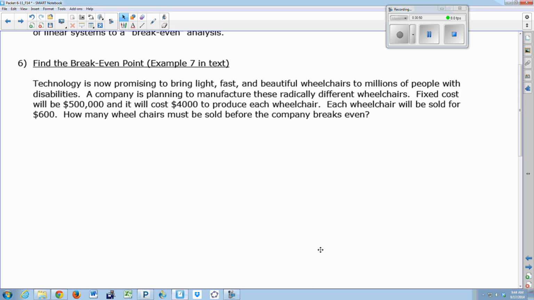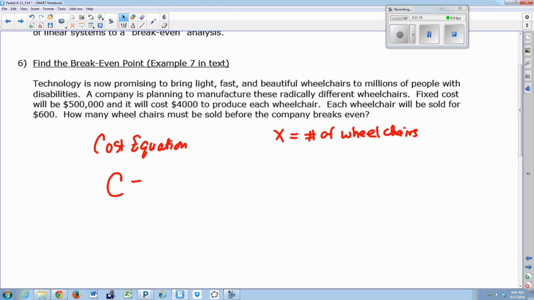So if I wanted to create what's called a cost equation, let's call that C, I need to define my cost in terms of the number of wheelchairs I produce. So X has to be the number of wheelchairs. X is not wheelchairs. It is not a qualitative term. It's a quantitative term. It's a number. So someone want to help me create what would the cost equation look like based on this sentence right here.